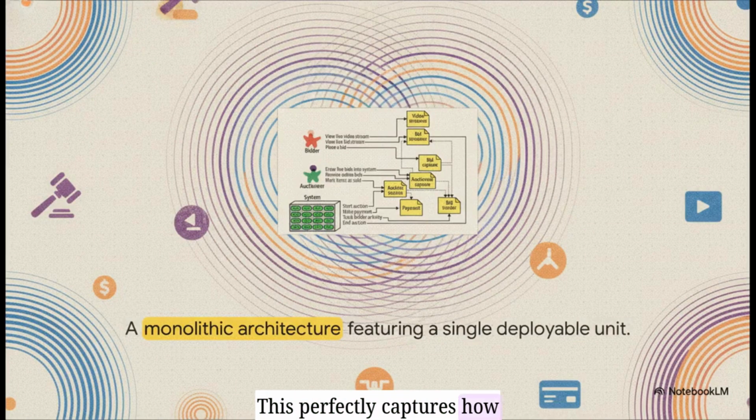This perfectly captures how all your different domains, say you've got an auctioneer, a bidder, a video streamer, a payment processor, they're all tightly packed together. They execute in process within the exact same system block. There's no crossing network boundaries to talk to other parts of the app. It's just one cohesive unit.